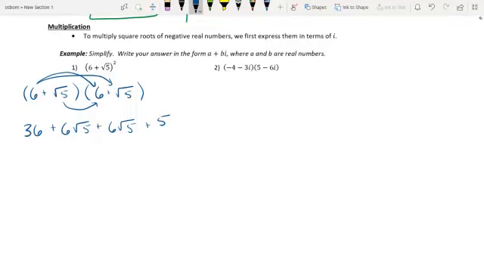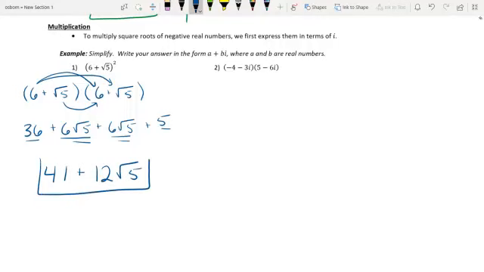Alright, so now I'm going to combine my like terms. I've got 36 and 5 that I can combine together. That gives me 41 plus, now 6 square root of 5 plus 6 square root of 5 gives me 12 square root of 5. And so I'm done with that problem. Note that there are no imaginary parts to this one because I wasn't taking the square root of a negative number and I didn't have i, the imaginary number.